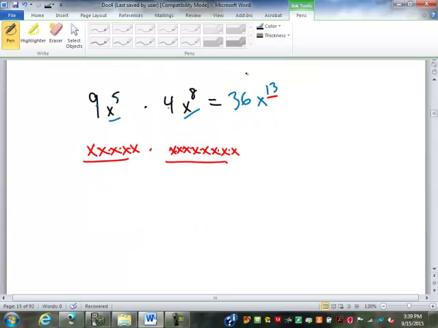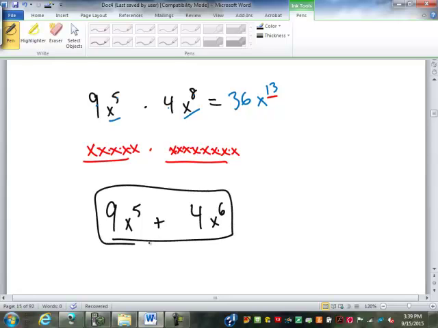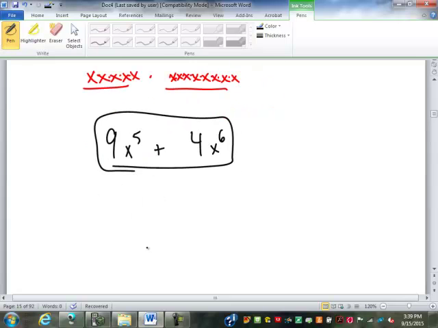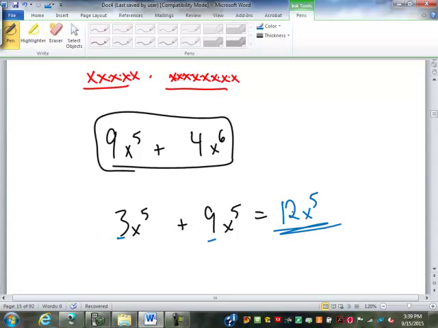And as I was saying, the other side of that is if I'm adding 9x to the 5th plus 4x to the 6th, can I add those? No. When I add, I must have the same name. X to the 5th and x to the 6th are different. So I can only add them if they have the same name. And then if they do have the same name, I'm going to combine the 3 and the 9 to make 12, and then I keep the same name. The power stays the same.